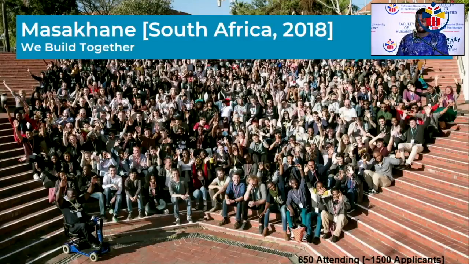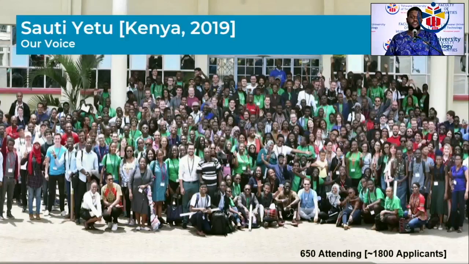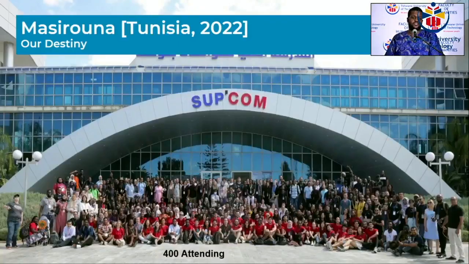We went to Stellenbosch the next year. We had 1,500 applications to come to that meeting. Now it had become a conference, 650 were accepted. Then we moved to Kenya, Nairobi, 650 attending, 1,000 applications, so keep track of those applications. Last year we were in Tunisia, 400 people because of COVID, we weren't sure. Lots and lots of applications, I think it was close to 2,000.